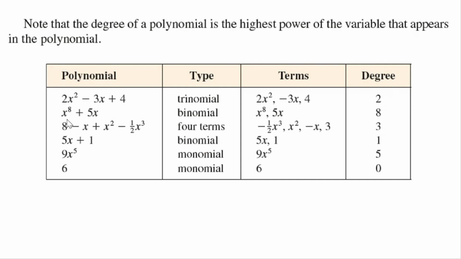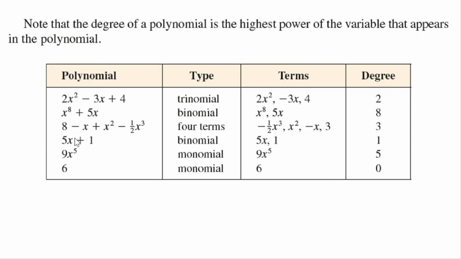Now, the next one is x to the power of 8 plus 5x. Since there are two terms only in the given, then we call that one a binomial. So the terms are x raised to 8 and 5x. And we could see that the highest power of x is 8. Therefore, it is known as the degree of 8.